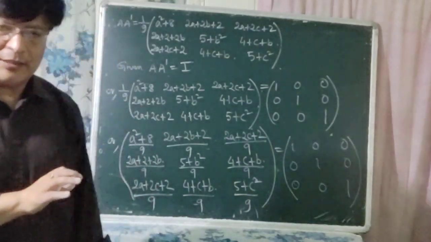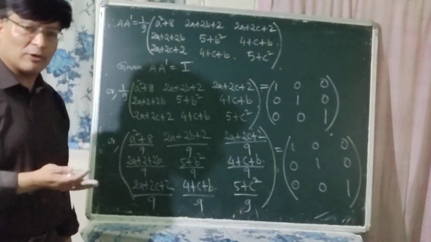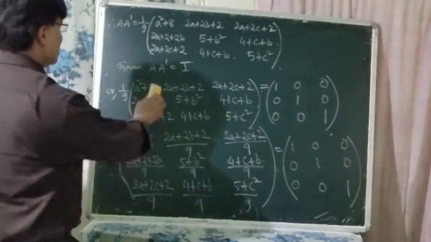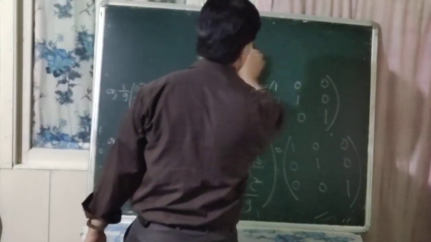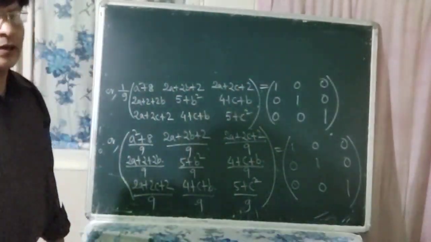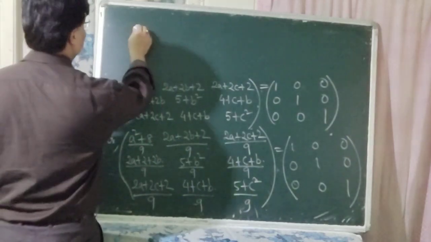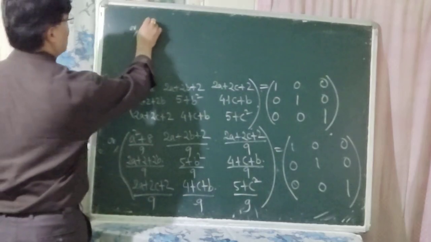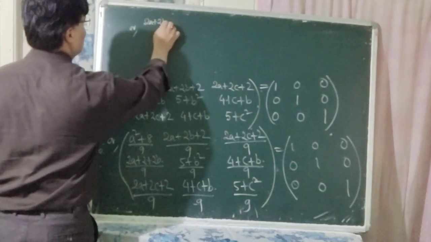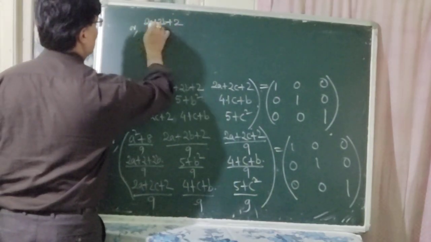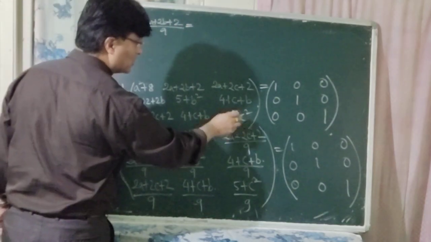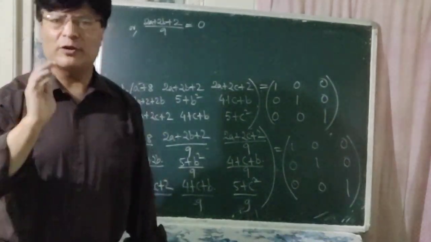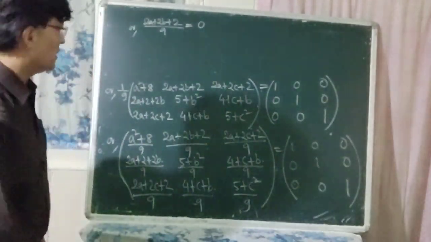And so now these are the equality of two matrices. That means these two matrices are equal if they have got the same order and the corresponding elements are also equal. Okay. Now let us equate here to get the values of A, B and C. So in the question you are asked to find out the values of A, B and C. So let us equate the second element. That is 2A plus 2B plus 2 divided by 9 is equal to what? 0, right? If you equate with 0, it will be easier for you to find out those values of A, B and C, okay?